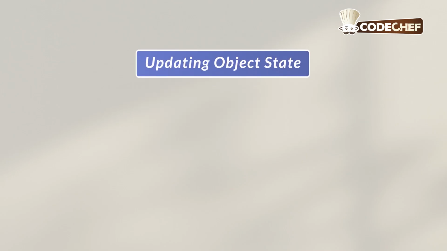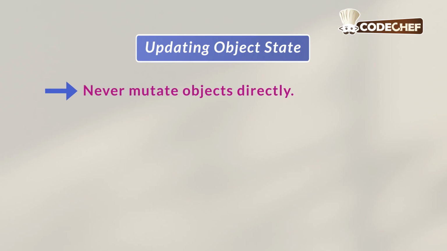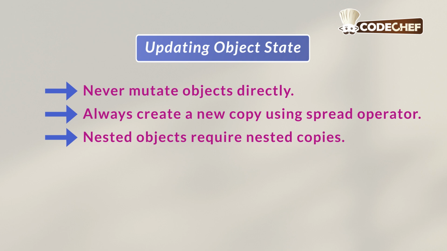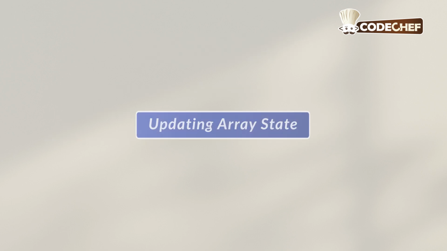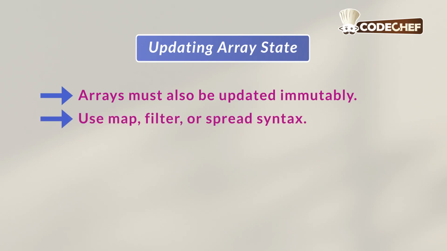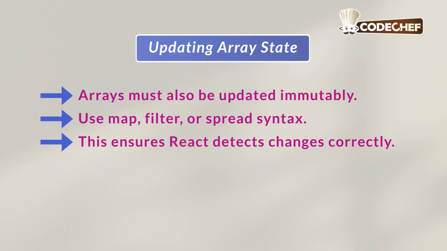React state should never be modified directly. When updating objects, always create a new copy using the spread operator. For nested objects, each level must also be copied to maintain immutability. Arrays must also be updated immutably. Methods like map, filter, and spread syntax help create new arrays. This ensures React correctly detects changes and re-renders the UI.